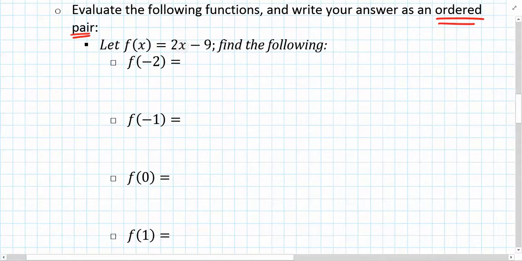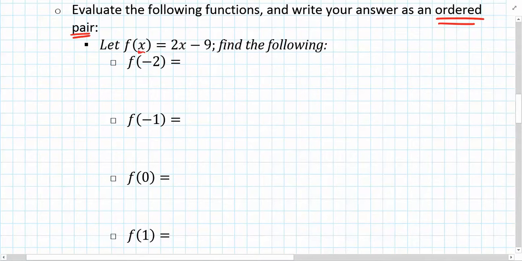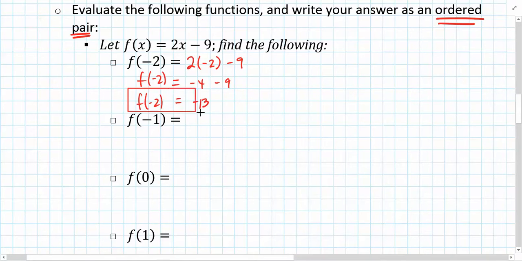If f of x is equal to 2x minus 9, we should find the following. With this notation, originally we had the letter x in the function, and that x has now been changed to a -2. So anywhere that I see an x in the original function, I should change that to a -2. So we have 2 times -2 minus 9. That's equal to -4 minus 9, and f of -2 is equal to -13. If f of -2 comes out to be equal to -13, then the ordered pair that comes of that is an x value of -2 and a y value of -13.